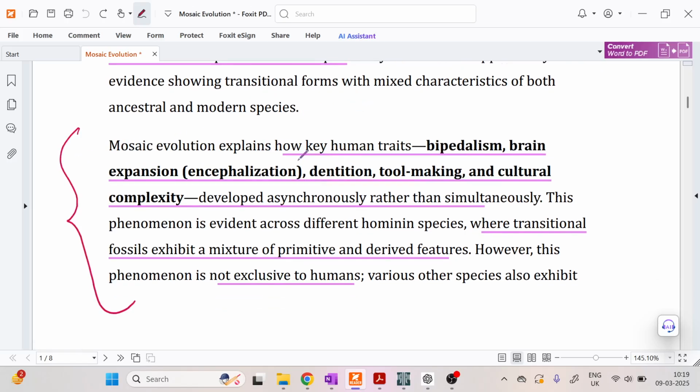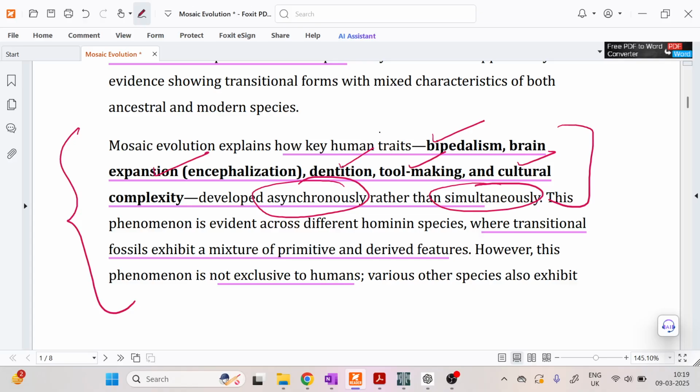Mosaic evolution explains how key human traits, bipedalism, encephalization meaning brain expansion, dentition, tool making, cultural complexity, all of them developed asynchronously rather than simultaneously. The meaning is all of these characteristics by which modern Homo sapiens is known, all of them developed independently and asynchronously, means at different times. They develop in transition, not uniformly.